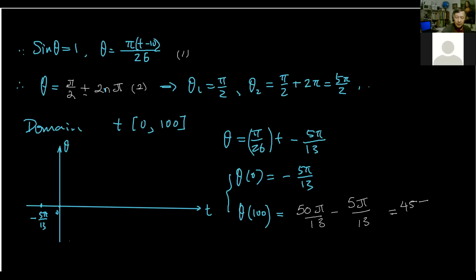So if it's 100, it's 105 pi over 13. Oh, hang on, this is not right. This is negative here, 5 pi over 13. Yeah, that's it. This is called the y-intercept. Can you see? It's called the y-intercept, which equals negative 5 pi over 13.